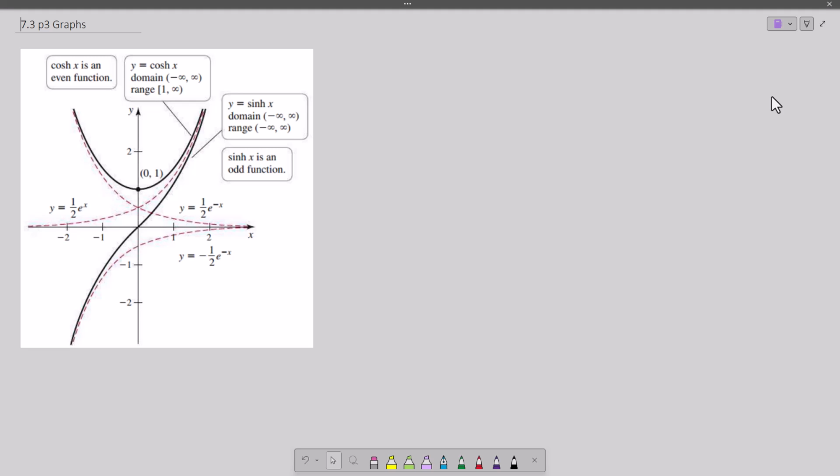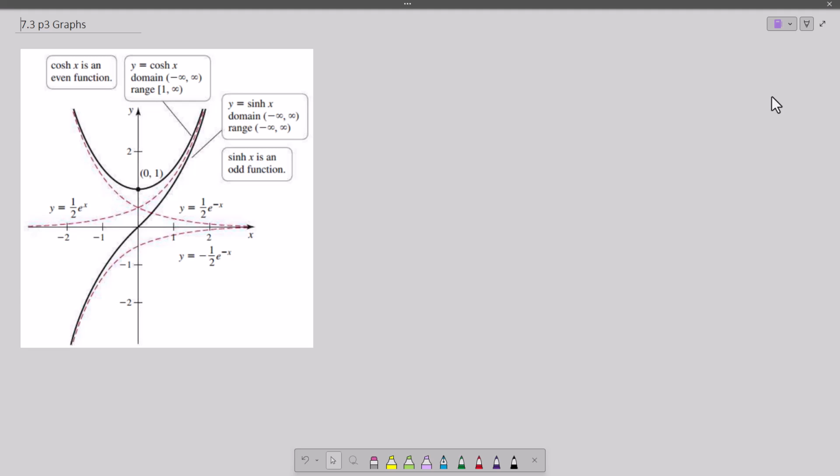And they approach each other asymptotically. So the cosh is the hanging cable. It's always positive. It's above the x-axis always. It's above or equal to 1 always. Sinh looks a heck of a lot like a tangent, but it's not. There's no vertical asymptotes.